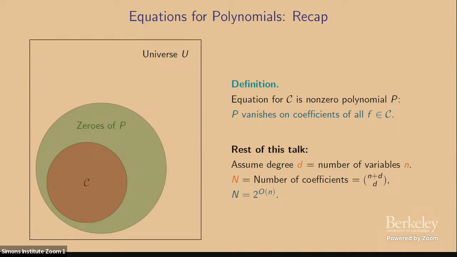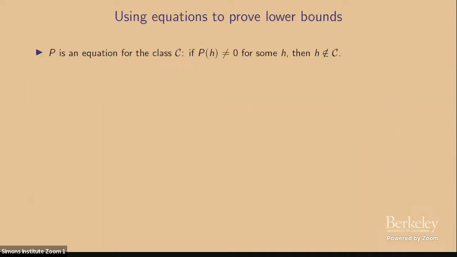I mentioned that equations are useful for proving lower bounds. So let's see how, in a way like we did on the first slide. If P is an equation for the class C, and a polynomial H does not satisfy this equation, then by definition of the equation, this polynomial is outside your class. In particular, if your class was VP and you had a good equation, and you gave me a polynomial in VNP, then you have just proved VP is not equal to VNP. So great.